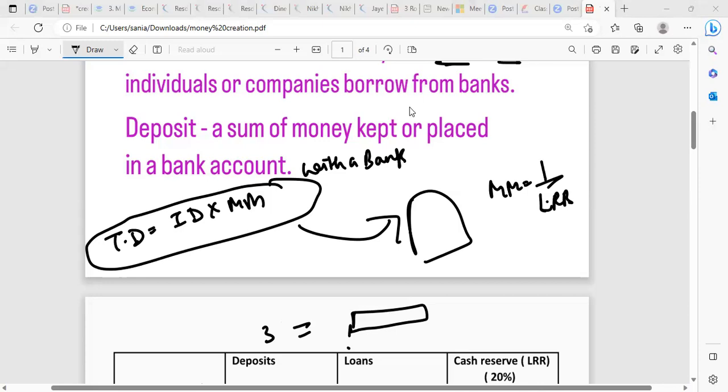Ma'am, after initial deposit, does it start with round 1 or round 2? Round 1 and round 2. Okay, ma'am.